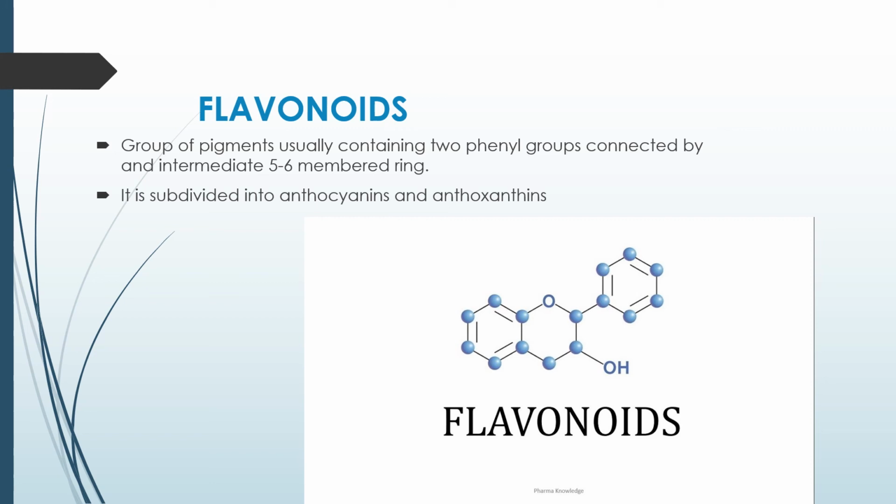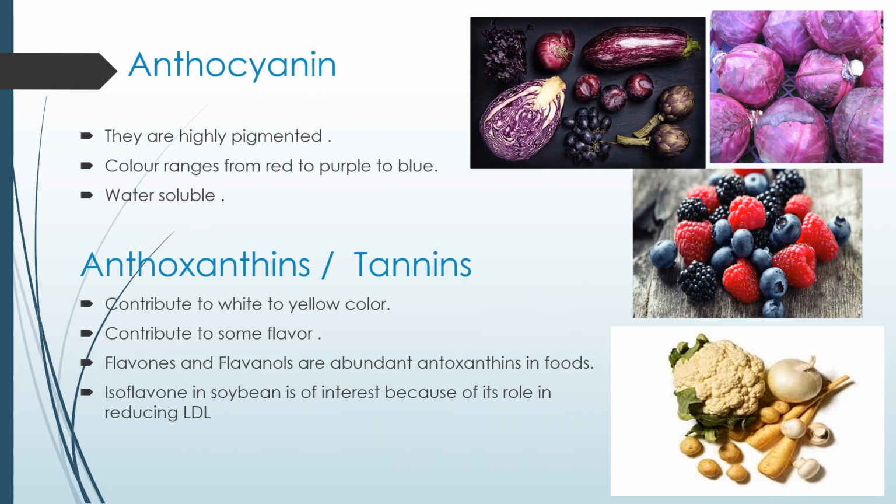Flavonoids are a group of pigments usually containing two phenyl groups connected by 5 to 6 membered rings. This is also about the chemical structure of flavonoids. It is subdivided into anthocyanin and anthoxanthins. Anthocyanins are highly pigmented. Color ranges from red to purple to blue. They are water soluble. Anthoxanthins or tannins contribute to white to yellow color. They contribute to some flavors also. And flavones and flavonols are abundant anthoxanthins in foods. Isoflavone in soybean is of interest because of its role in reducing low density lipoproteins.